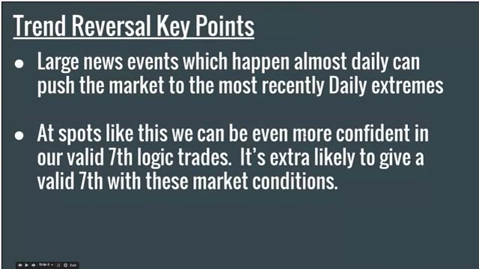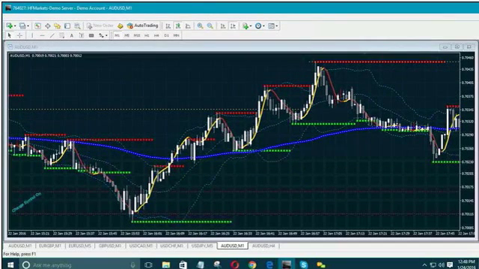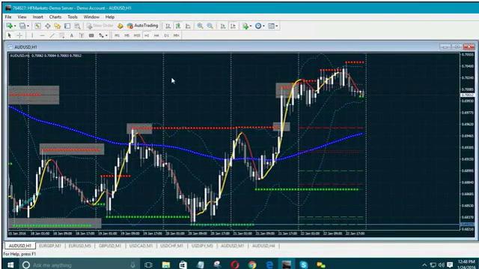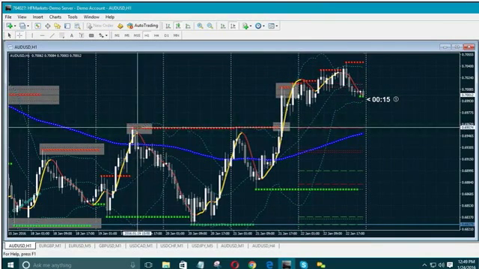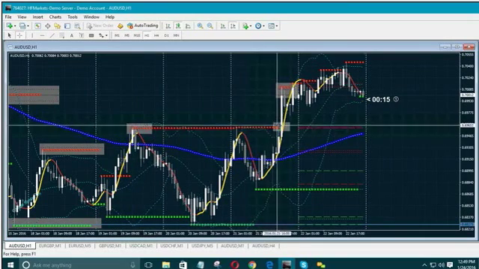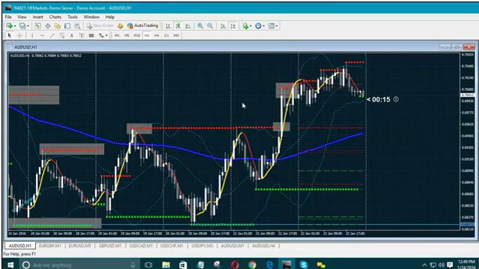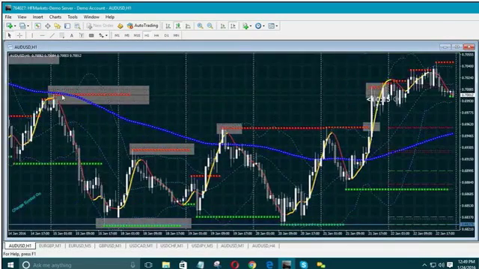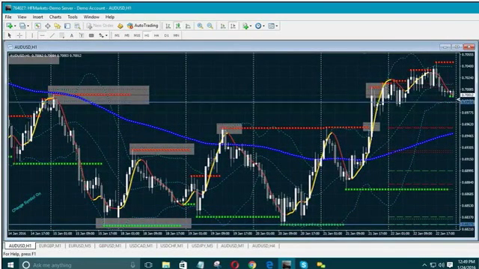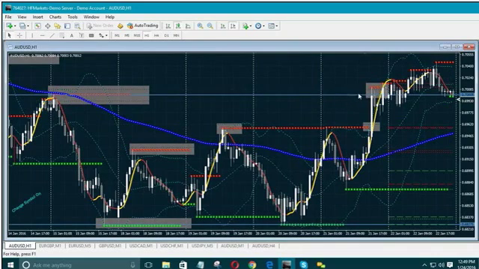Also, in spots like this, we can be even more confident. Again, as we said in our valid seventh logic, it's extra likely to give you a valid seventh logic with the right market conditions, just like it's very likely for you to see a bonus run when you have a breakout like this. This candle was able to break through the high of the previous 2 days. More than likely, there were some nice bonuses in there. In the same way, if the market gets stuck, like it did here at this high, you have a lot better chance of seeing a valid seventh logic.